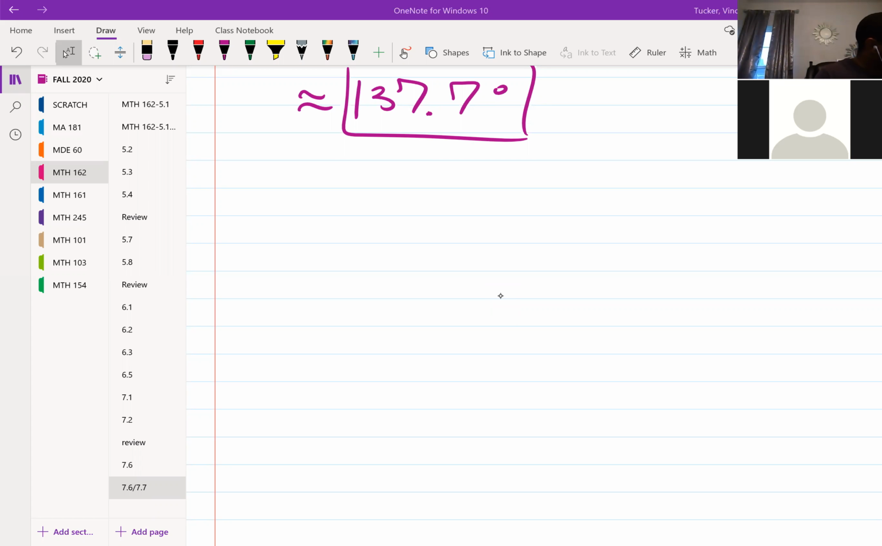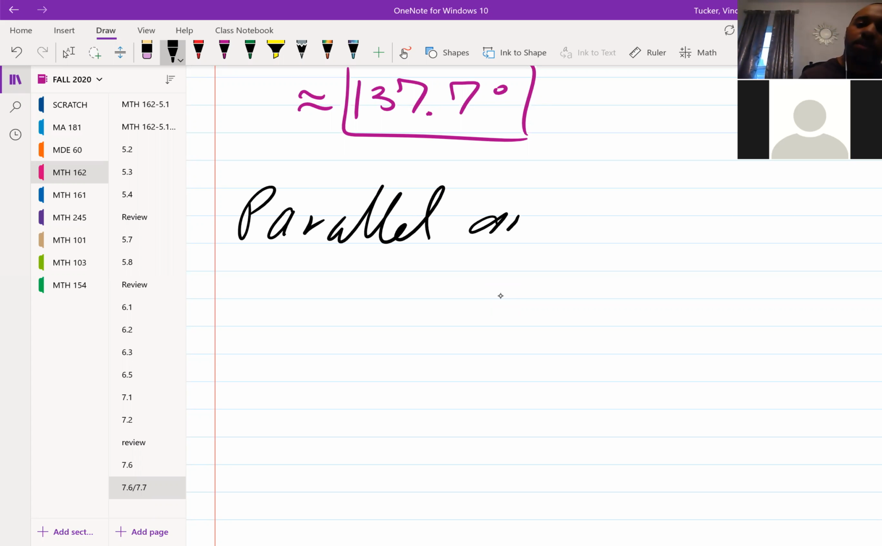All right, so we're finishing off 7.7 and we are starting with parallel and orthogonal vectors.